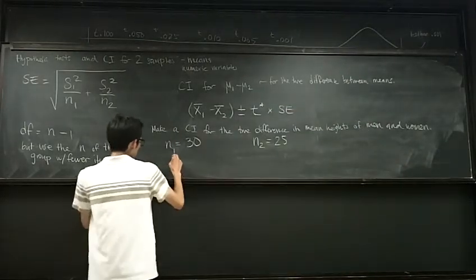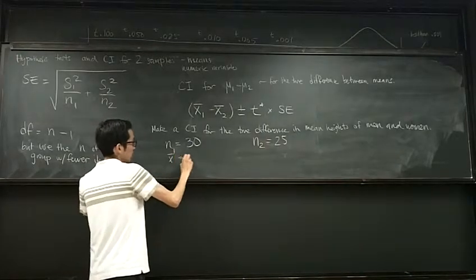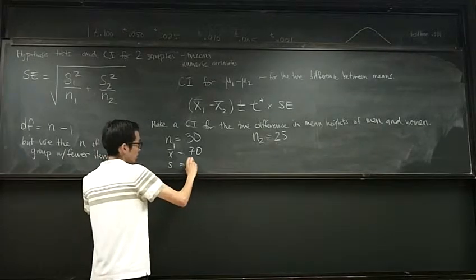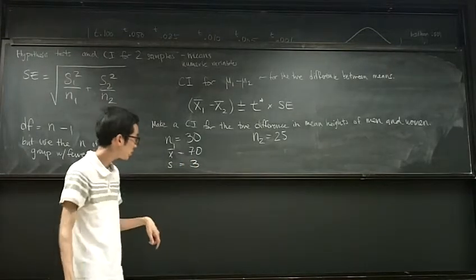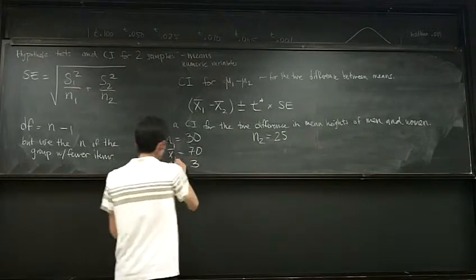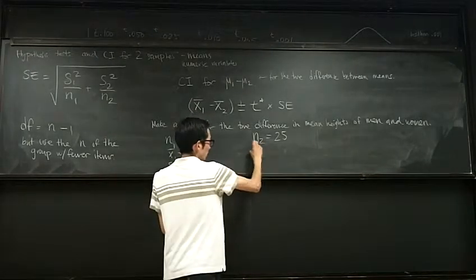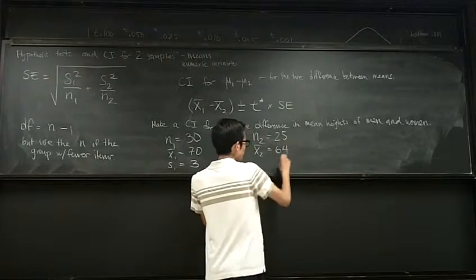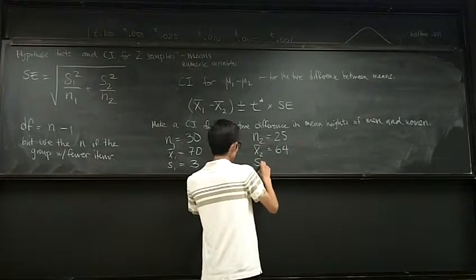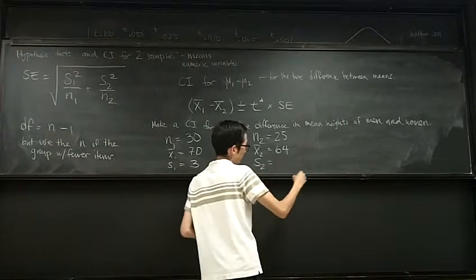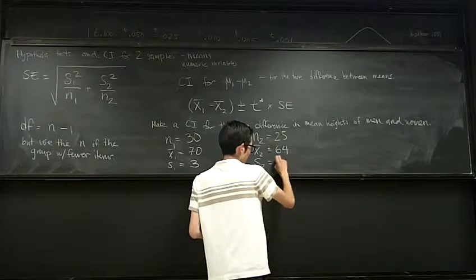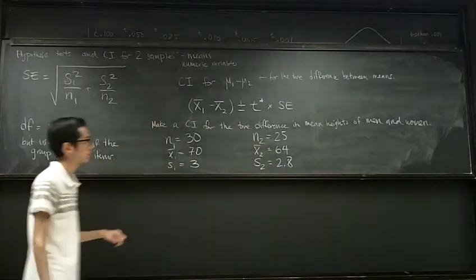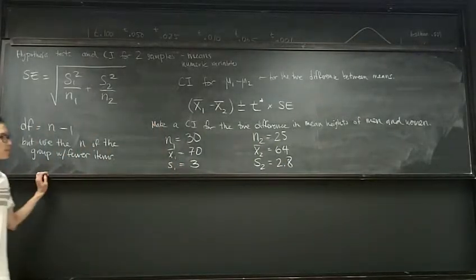The mean height of the men, let's say, was 5'10", 70 inches, and a standard deviation of 3 inches. Let's say the mean height of the women was 5'4", so that's 64 inches with a standard deviation of, we'll say, 2.8 inches. So let's make a confidence interval.